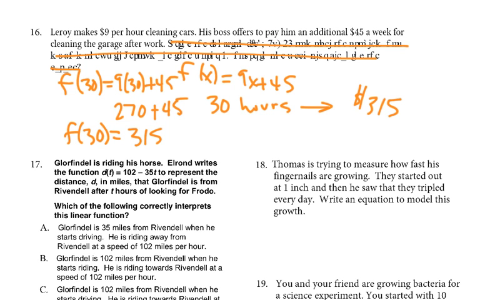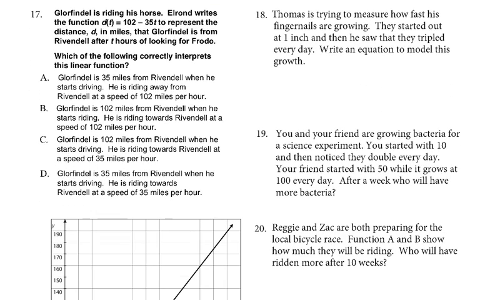Alright, 17. Glorfindel is riding his horse. Elrond writes the function d of t equals 102 minus 35t to represent the distance d in miles that Glorfindel is from Rivendell after t hours of looking for Frodo. So which correctly interprets this linear function? Glorfindel is 35 miles from Rivendell when he starts driving. He is riding away from Rivendell at a speed of 102 miles per hour. I think that should say start riding.